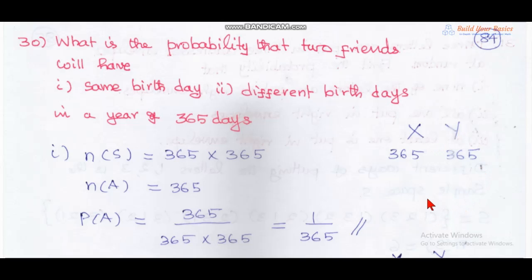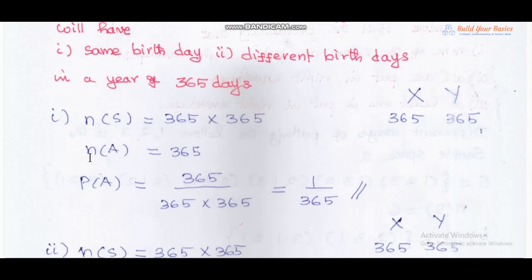Therefore, the total number of ways in which their birthdays may happen in a year of 365 days is 365 into 365. That is, the total number of cases is 365 into 365, the number of elements in the sample space. Now consider the first subdivision. We want to find the probability that the 2 friends will have the same birthday.